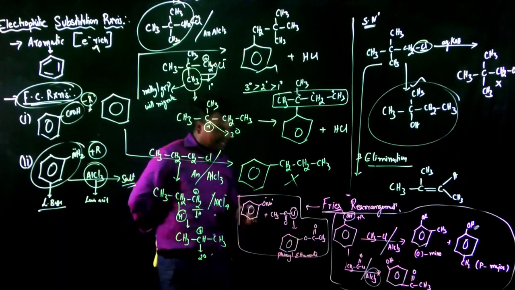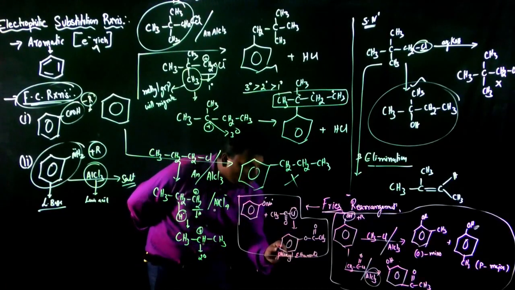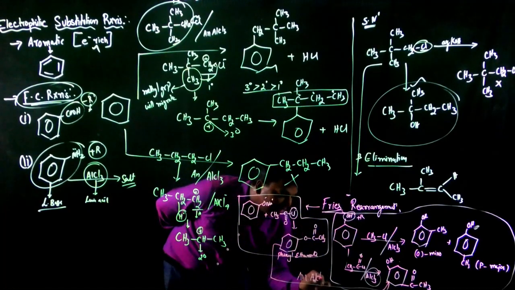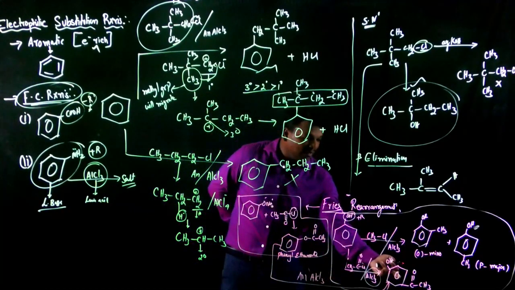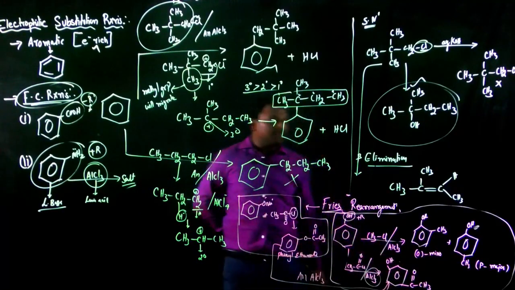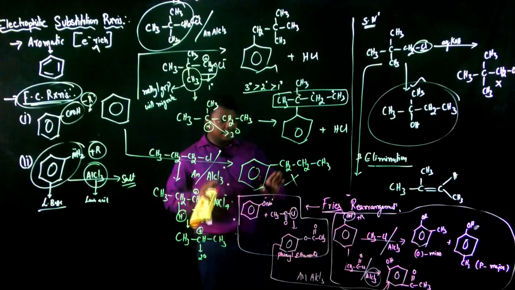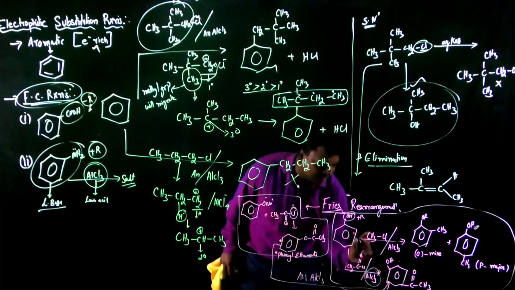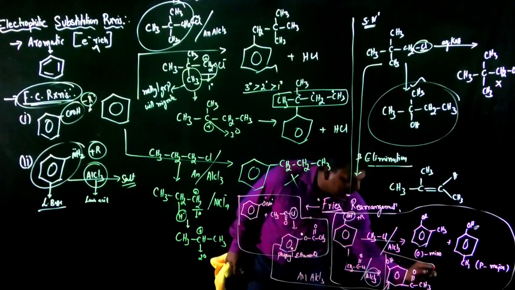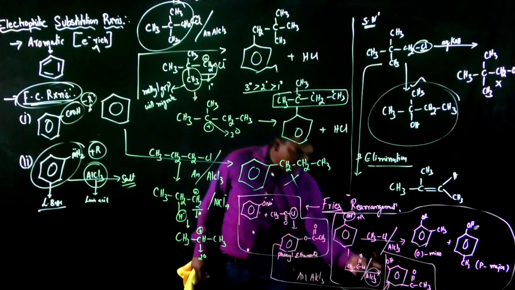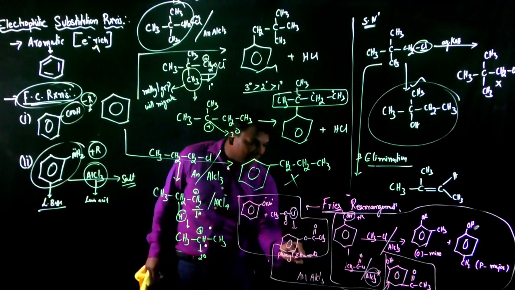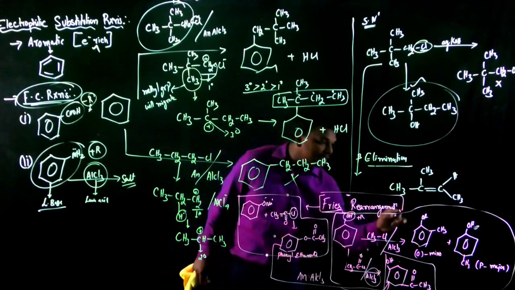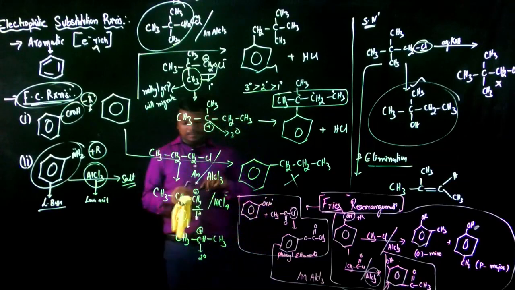Now what the Fries rearrangement is: if you treat phenyl ethanoate with anhydrous AlCl3, you are going to get the product which is formed when phenol is treated under Friedel-Crafts acylation. Hope you understand it. I'll explain once again. Take phenol, do Friedel-Crafts acylation, and you will get this as your product. The same product will be formed when phenyl ethanoate is treated with anhydrous AlCl3. This is called the Fries rearrangement. Thank you, students.